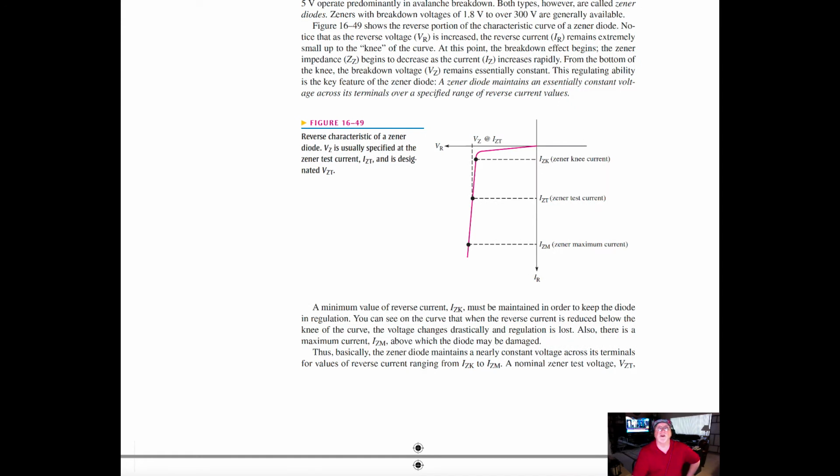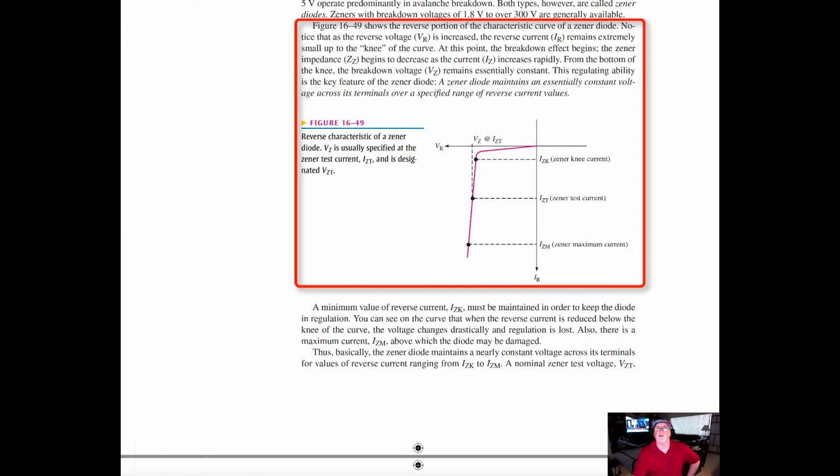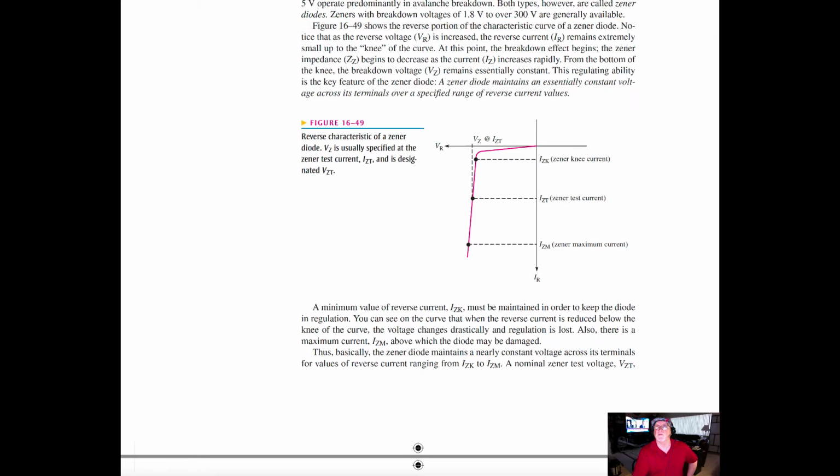The figure below shows the reverse portion of the characteristic curve of a Zener diode. Notice that as the reverse voltage V_R is increased, the reverse current I_R remains extremely small up to the knee of the curve. So we can see that here. The breakdown voltage V_Z remains essentially constant. This regulating ability is the key feature of the Zener diode. A Zener diode maintains an essentially constant voltage across its terminals over a specified range of reverse current values.